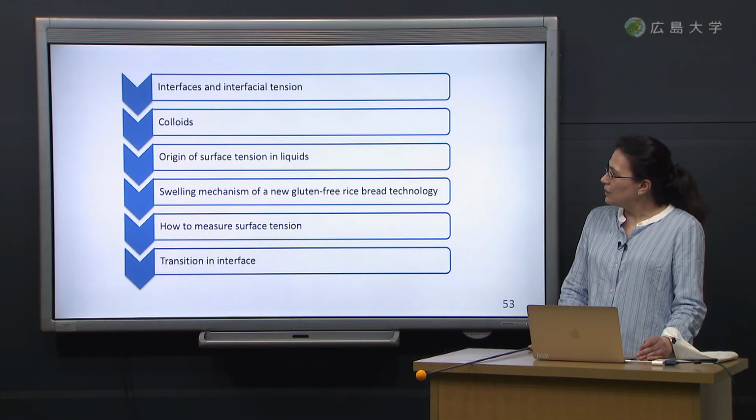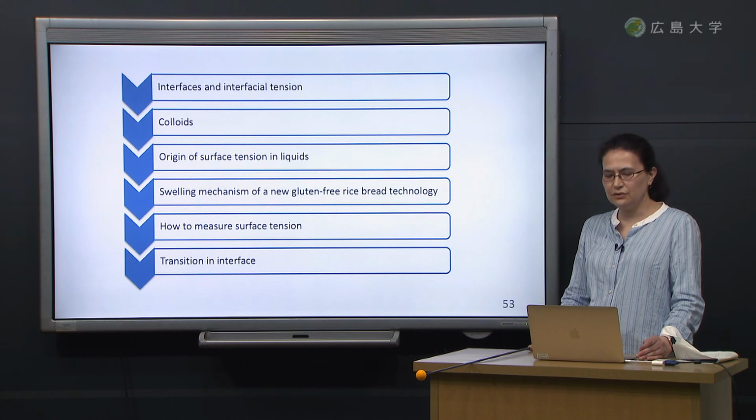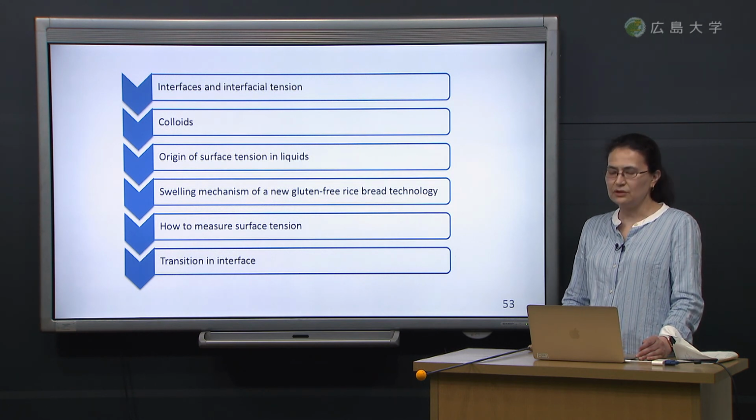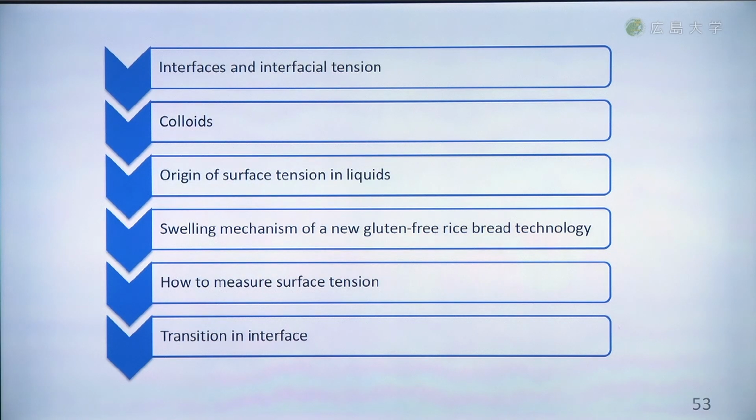To wrap up my talk today, the concept of interface and colloid were introduced. The origin of surface tension in liquids was explained. Then some results from my studies on the swelling mechanism of gluten-free rice bread were demonstrated. A few methods for measuring surface tension were described. If you're a high school student, a Stellar Monometer might perhaps be useful in your scientific activity at school. And I talked about cream and butter from a perspective of interface science.